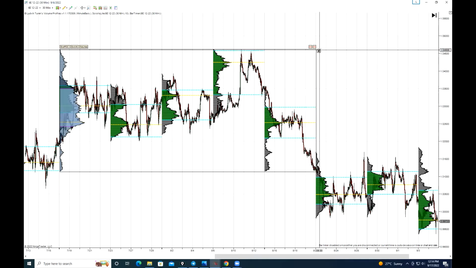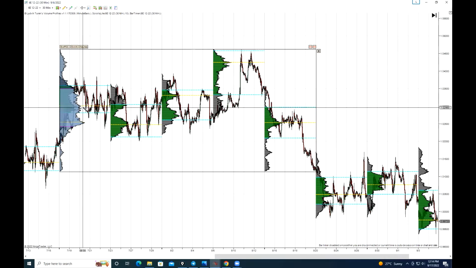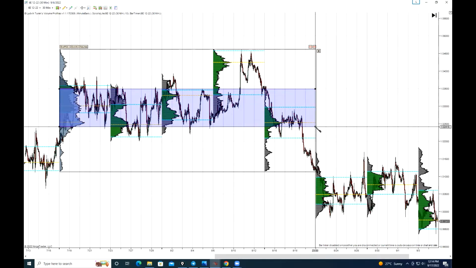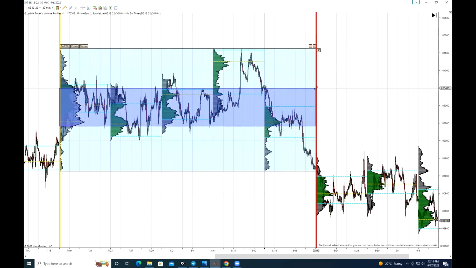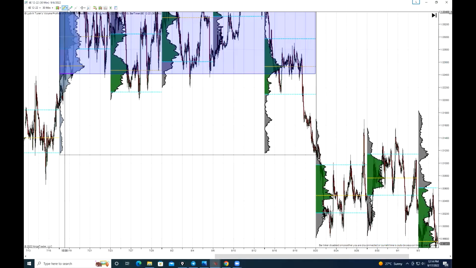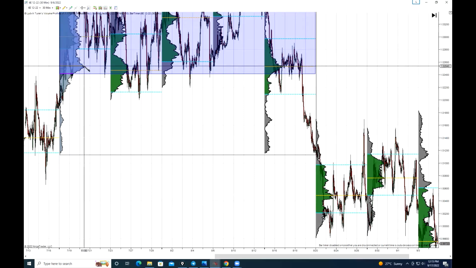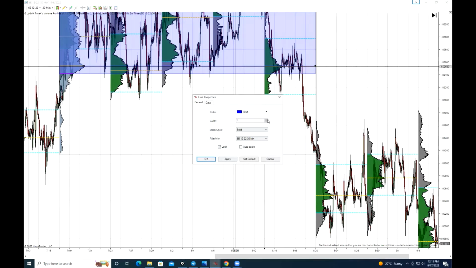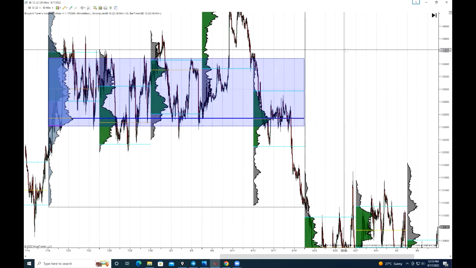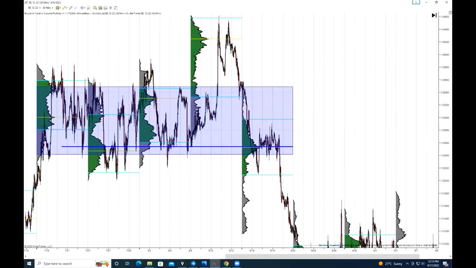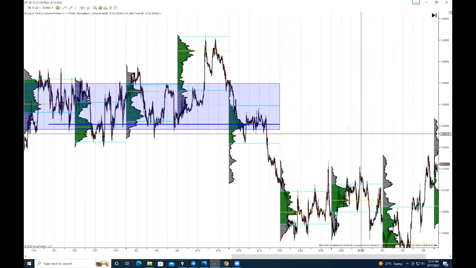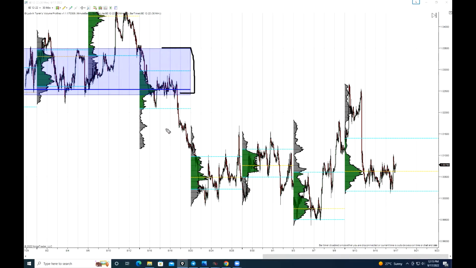Okay, so if we look at these weeks, we had 1, 2, 3, 4, 5 weeks of creating value. So this right here is our distinctive value area. And the point of control should be right in here. Right in there. Okay, so distinctively for these 1, 2, 3, 4, 5 weeks, that was the value area. And you can see from this value area, we went for price discovery lower.